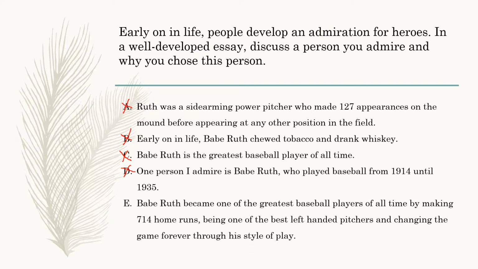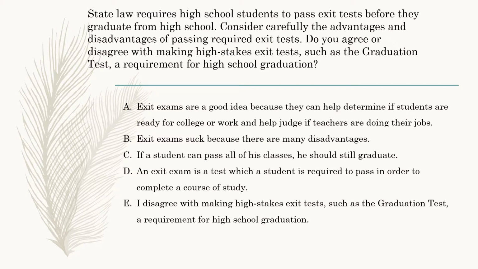Moving on to E. Babe Ruth became one of the greatest baseball players of all time by making 714 home runs, being one of the best left-handed pitchers, and changing the game forever through his style of play. This right here is a great thesis statement. It has the opinion of Babe Ruth being the greatest baseball player. It has a couple of reasons as to why he's the best, so evidence to back it up. So this is the best answer. E. Moving on to the next prompt.